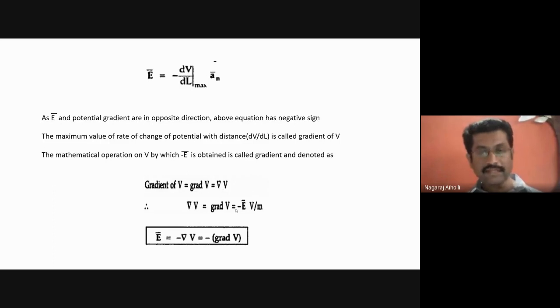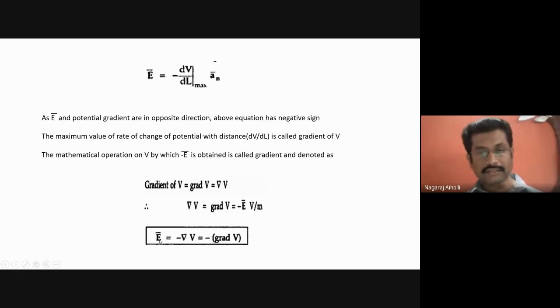Therefore, del V is given by the gradient of V, that is minus E bar. Gradient is nothing but dV by dl. That is, del V is equal to gradient of V, that is dV by dl, that is minus E bar, volt per meter. And hence, finally, I can write the equation as E bar is equal to minus del V, that is equal to minus gradient of V. This is the final equation which gives the relationship between electric field intensity and the potential.